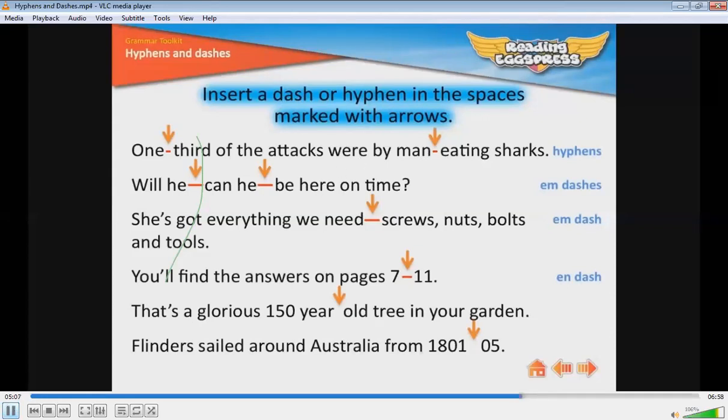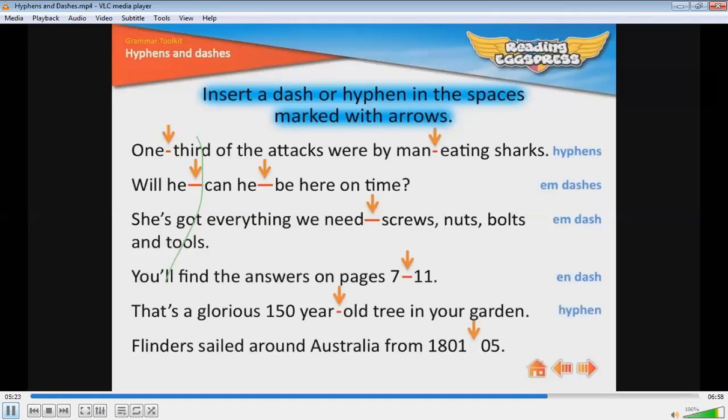Here, an N dash is used, and it means up to and including the numbers 7 to 11. "That's a glorious 150-year-old tree in your garden." Here a hyphen is used.